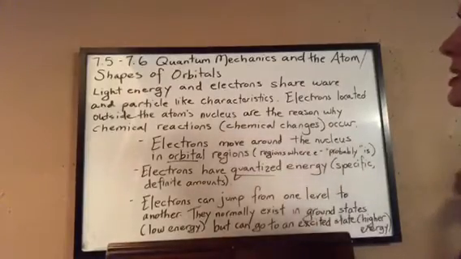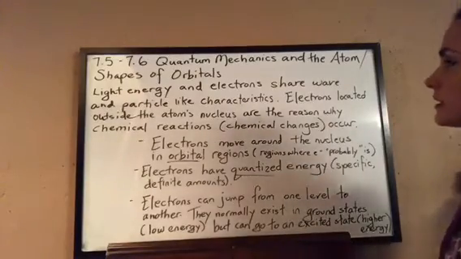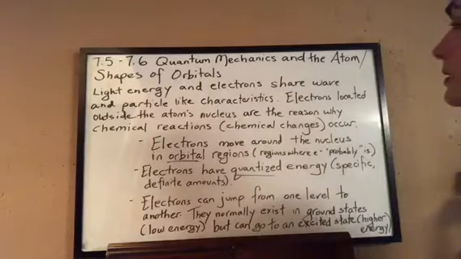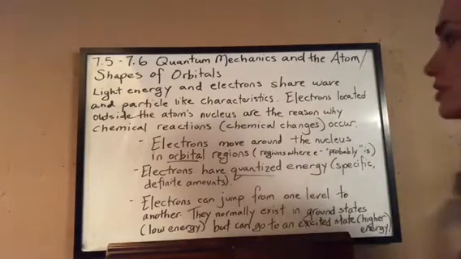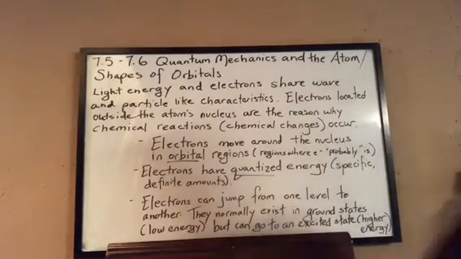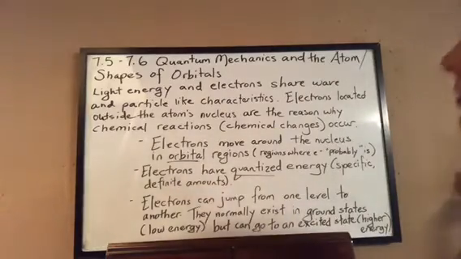In sections 7.5 and 7.6, we're going to talk about quantum mechanics and the atom and the shapes of orbitals, which are regions of probability where the electrons can be found.